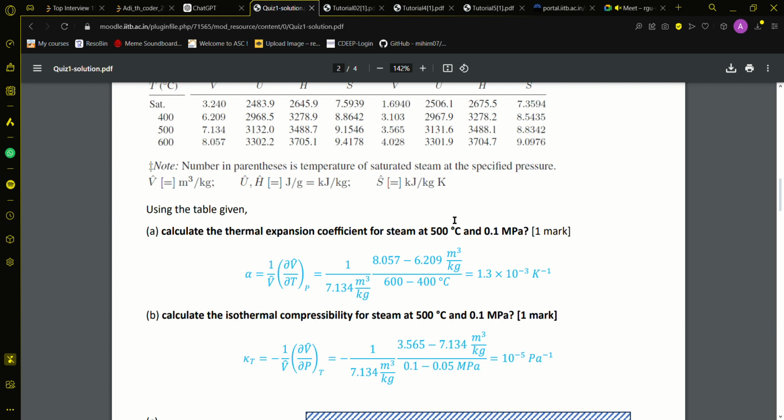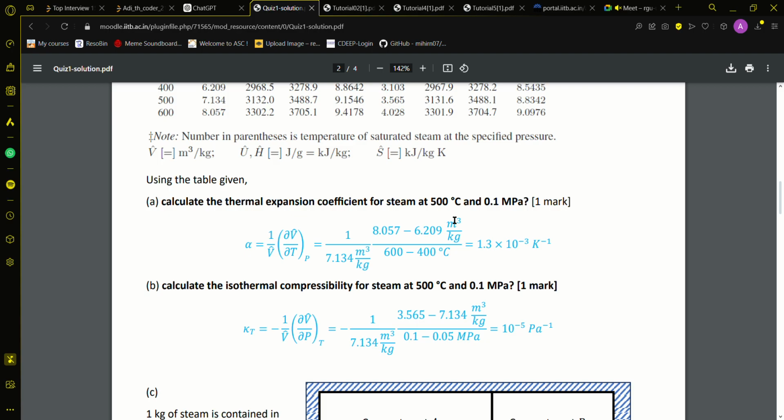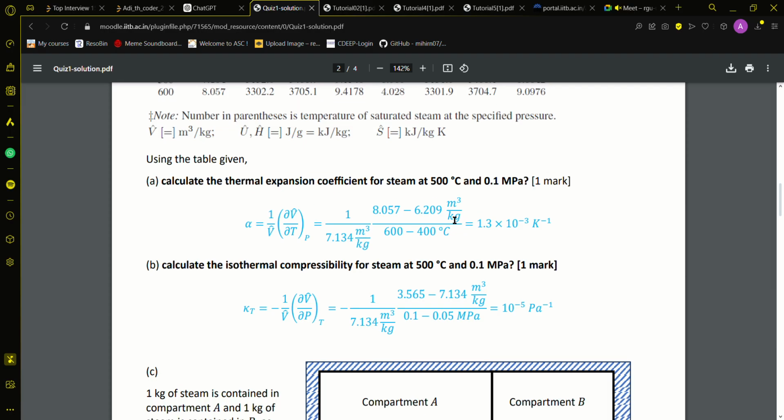So that is how you calculate the thermal expansion coefficient and the isothermal compressibility. Basically, the two formulas that you need to remember is alpha is 1 by V cap, dou V cap by dou T at constant pressure, and Kt is equal to negative 1 by V cap, dou V cap by dou P at constant T. So you can refer to the values from the table given here, and then accordingly calculate the values.